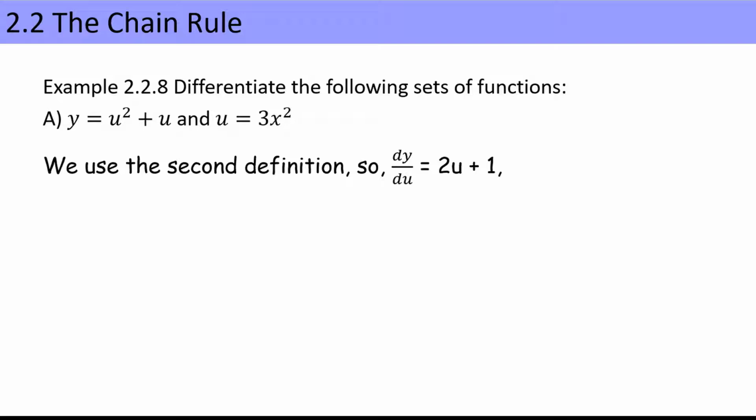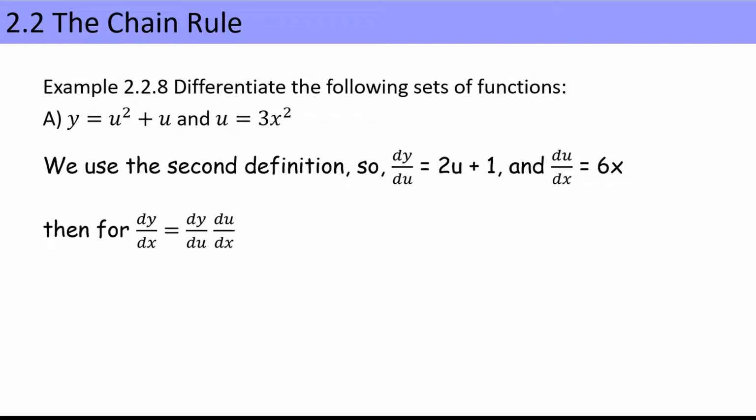u squared plus u, that would be 2u plus 1, and if u equals 3x squared, then du dx, that's the derivative of u with respect to x, is the derivative of 3x squared, and that would be 6x. For the definition, dy dx equals dy du times du dx. That is, the derivative of y with respect to x is equal to the derivative of y with respect to u times the derivative of u with respect to x.